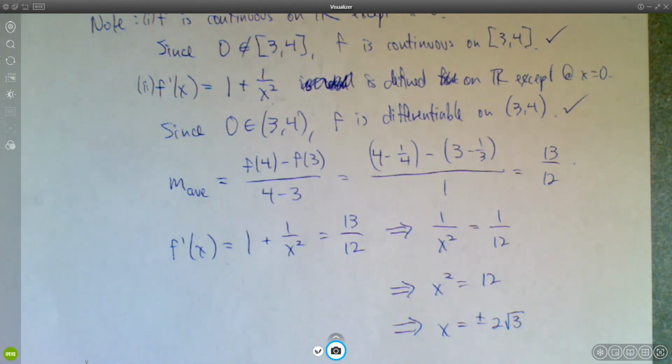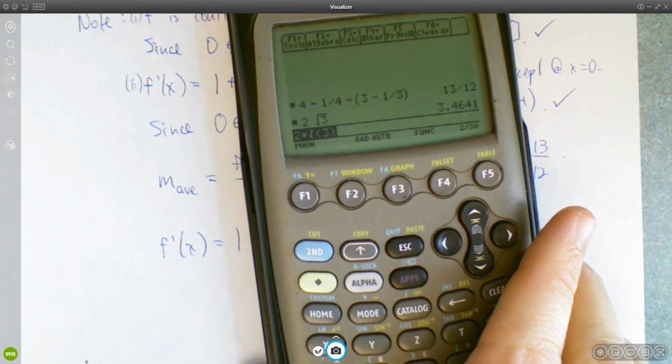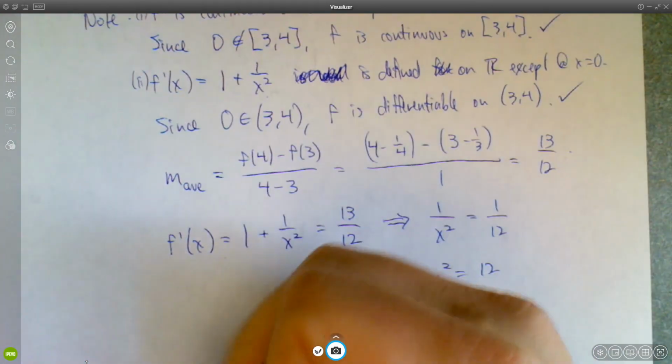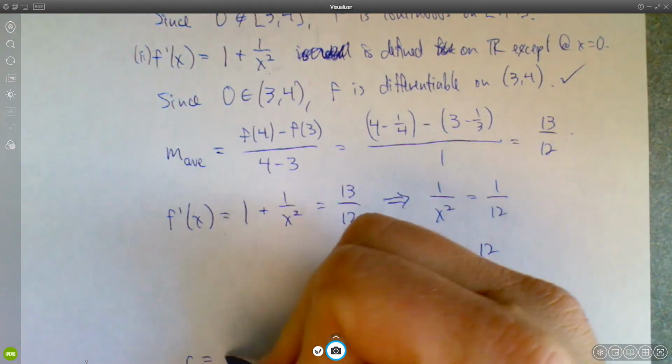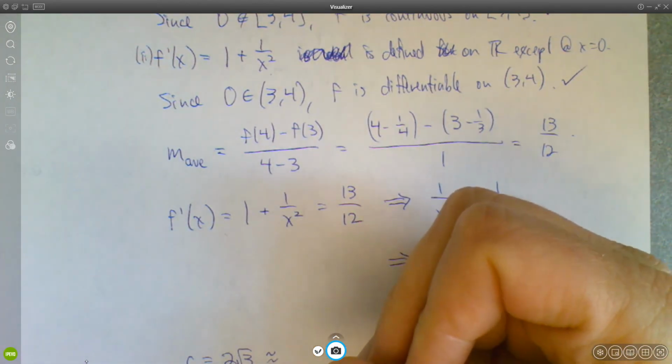About how much is that? 2 times the square root of 3 is approximately 3.4641. Okay, so that does the trick, right? So we would say, okay, so c is 2 root 3, approximately 3.46.